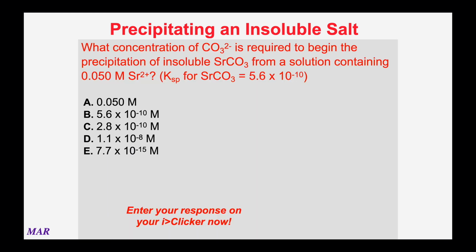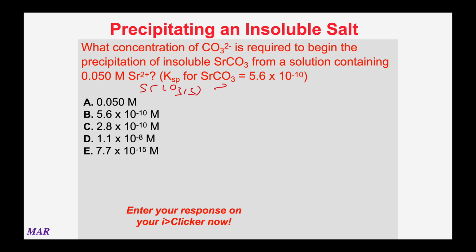Here's a question. What concentration of carbonate is required to begin the precipitation of insoluble strontium carbonate from a solution which has 0.050 molar strontium 2 plus? And there's the Ksp for strontium carbonate, 5.6 times 10 to the minus 10. Okay, most of the time, you're going to solve for one of the missing pieces in the Ksp expression.